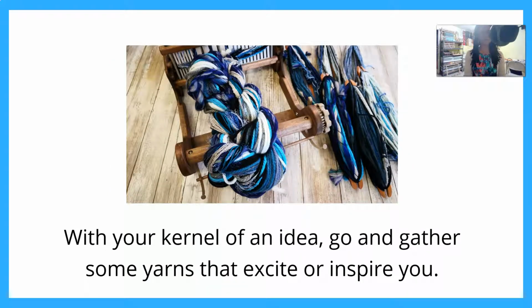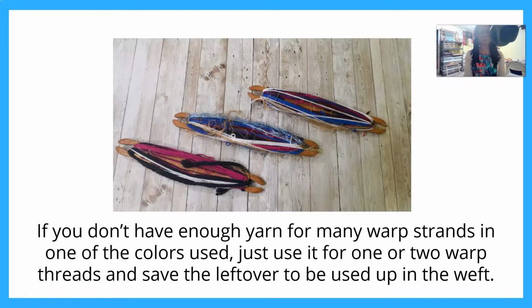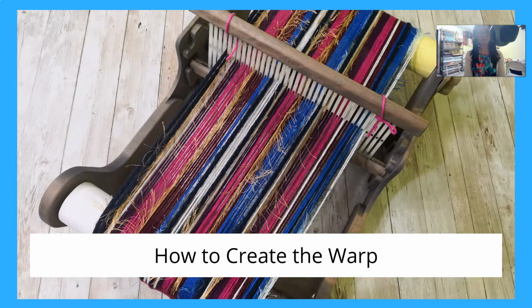So when you have a kernel of an idea and you've got the yarns that inspired you, you're going to warp your loom. Now, remember those random yarn balls from an earlier lesson? If you don't have enough yarn for a lot of warp strands in one color, maybe just use it for 1 or 2 warp threads and then save the little bit of leftovers to be used in the weft. That way you can tie the warp and the weft together.